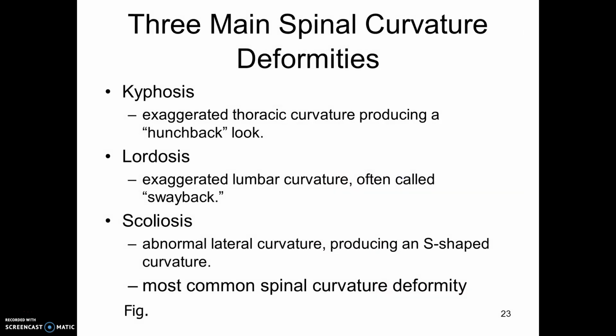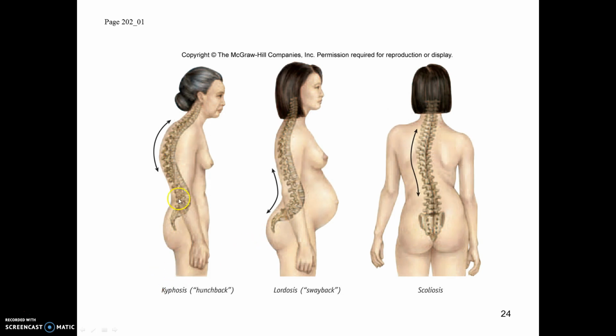All right. Now there are three main spinal curvature deformities that we can discuss. This is information we did not talk about in the lecture here. The three are kyphosis, lordosis, and scoliosis. So we'll look at the diagrams here.